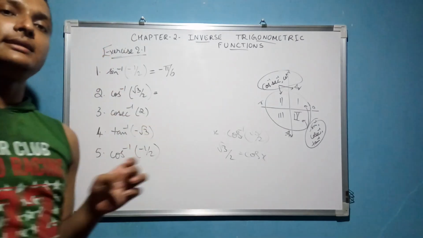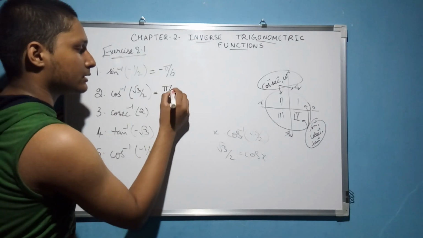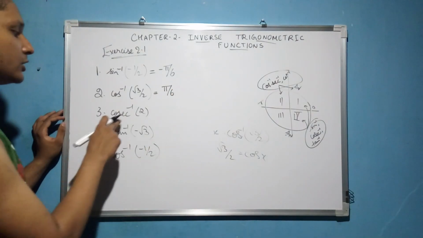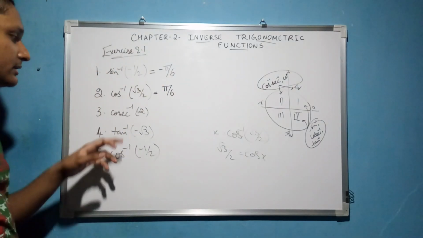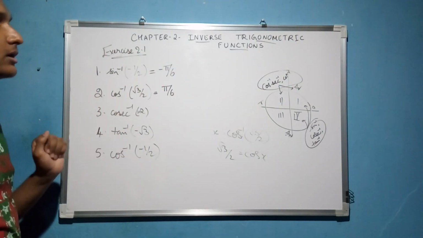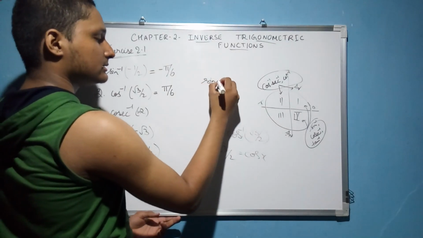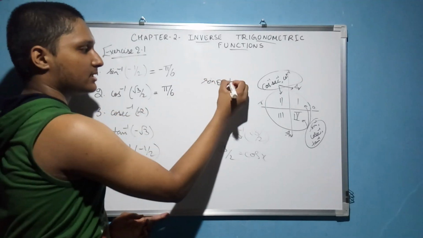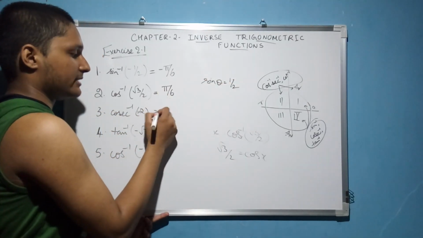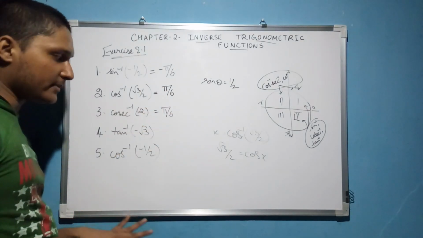That comes to be again pi by 6. Because it is positive, no need to worry, it comes in the first quadrant only. Just write it as it is. You have again the positive value here, therefore it comes in the first quadrant. So cosec inverse of 2 means sine theta is equal to the reciprocal of this, that is 1 by 2. Again it comes to be pi by 6. Because there is no negative sign, it is going to be pi by 6 itself.